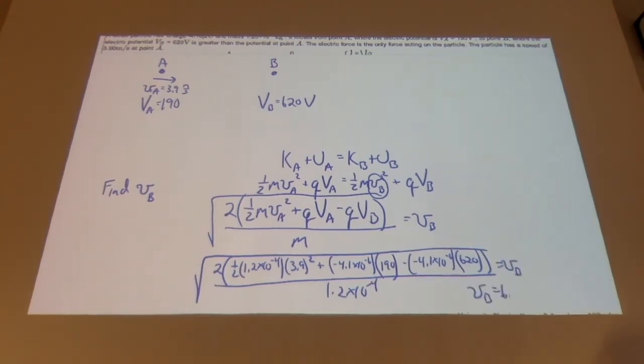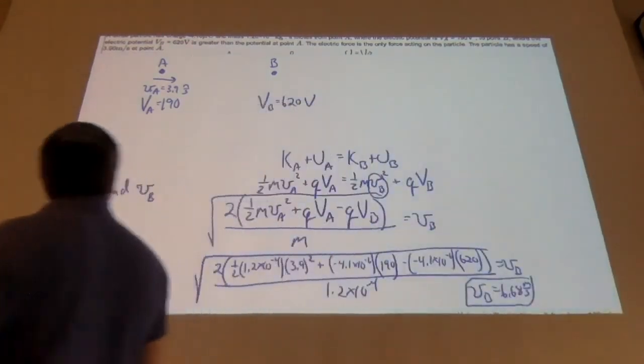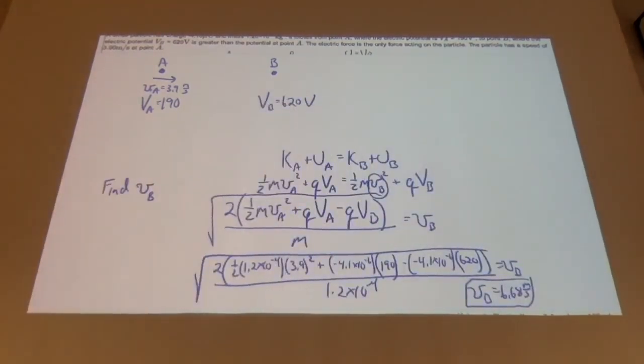And it should be 6.68 meters per second. It's sped up. Think about that for a second. It's going faster when it gets to point B. Does that make sense? I'm not sure if it makes sense. Is it supposed to make sense? It should make sense.